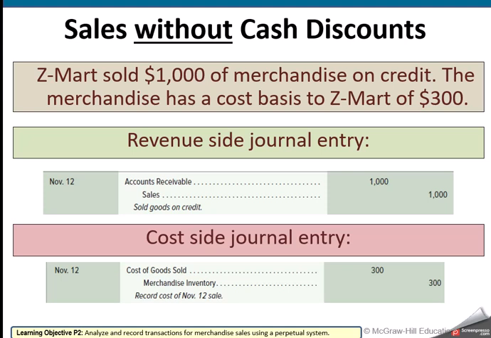So if we have sales that have no cash discounts to worry about, the first entry records the sale. So we debit accounts receivable, and then we credit our sales for the amount of the sale. Then if that merchandise had a cost to the seller of $300, they're going to debit cost of goods sold for that $300 and credit inventory for $300.